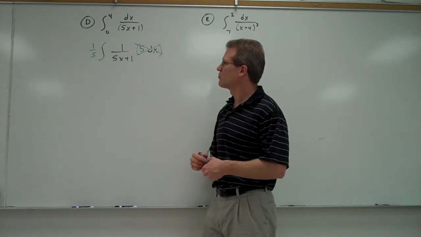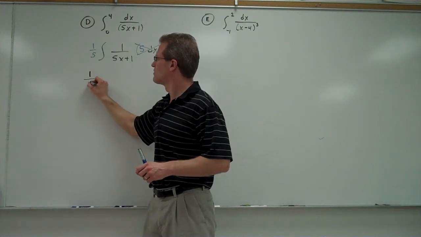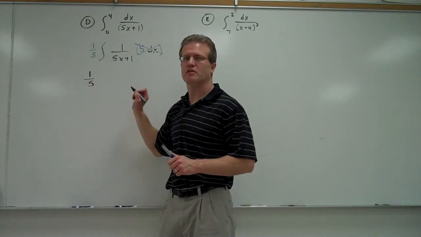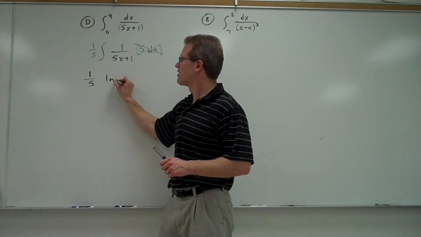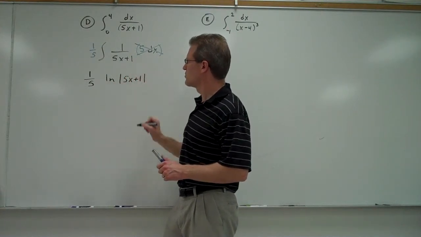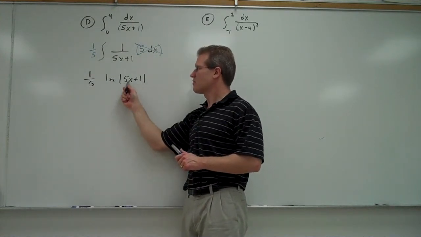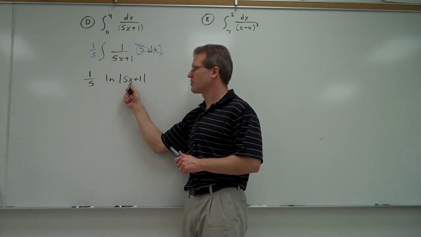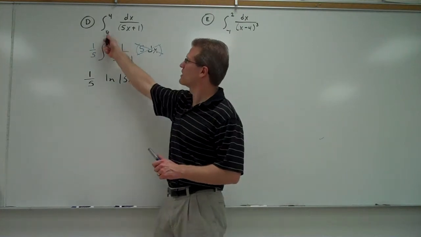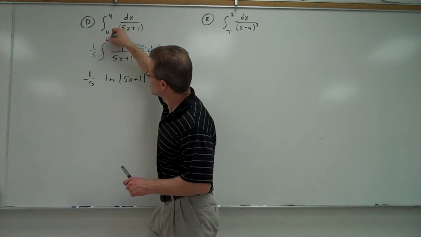So when I do the integral, I'm going to get 1/5 times what? The natural log of the absolute value of 5x plus 1, right? Just putting absolute values there because you can't take the natural log of 0 and you can't take the natural log of a negative. But we're going to get a positive value anyway. I can see that when we plug in 0 and 4. So we're going from 0 to 4 again.